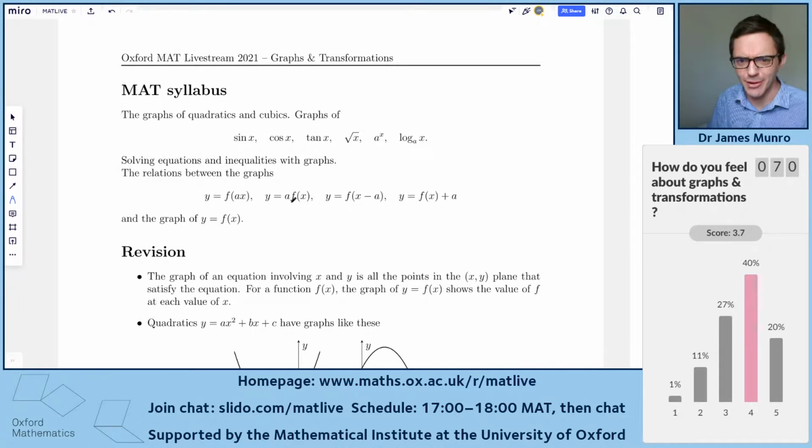You do a little bit of algebra to check that. If you write down what a reflection in the line x equals 1 actually should mean, then that matches up. Okay.